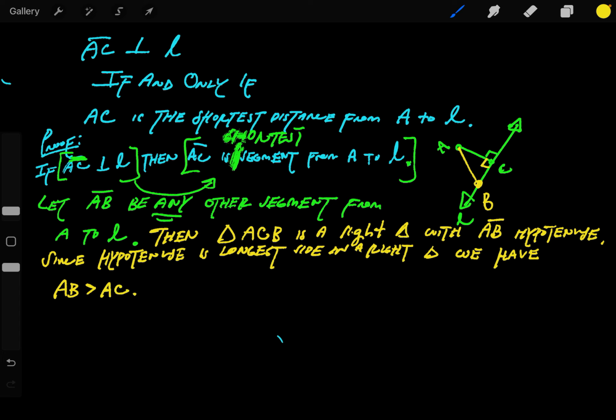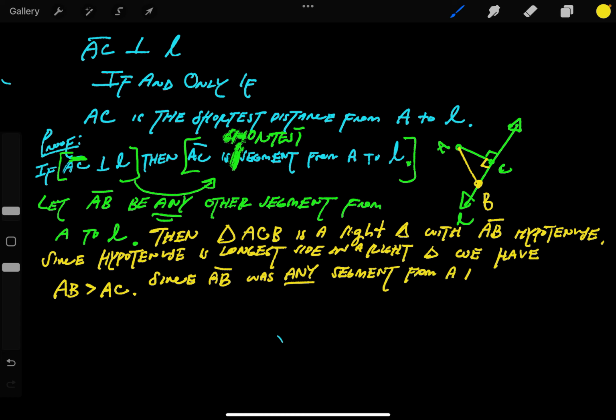And again, AB was any segment. Since AB was any segment from A to L, we know that AC is shortest. And you're done in this direction.